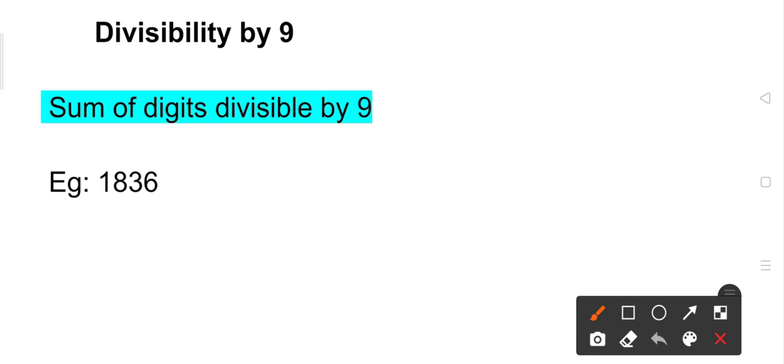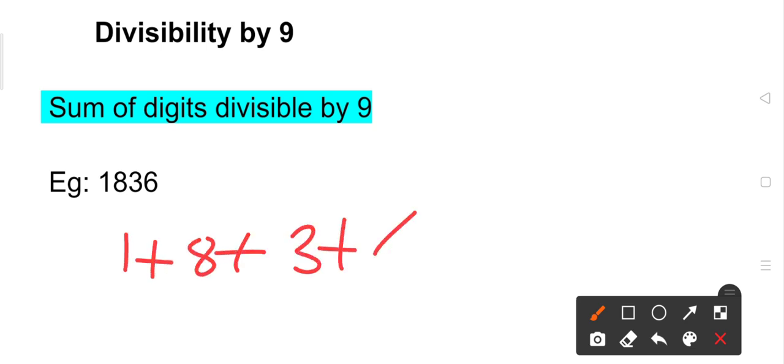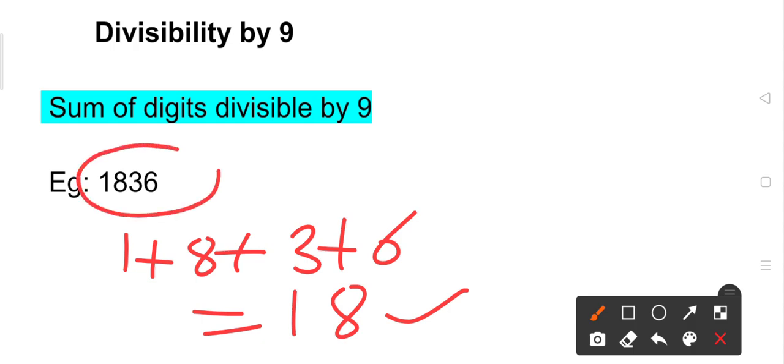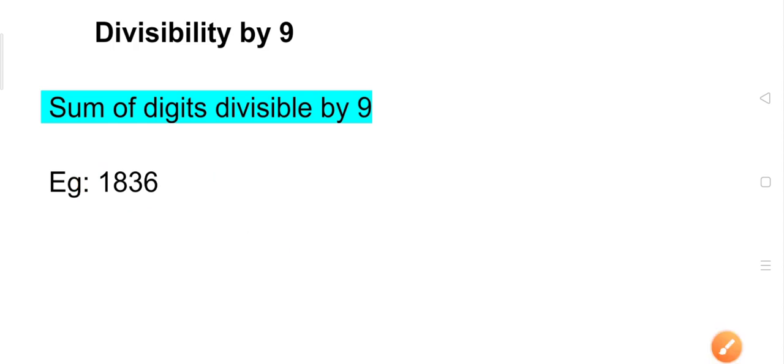Let's move forward. Divisibility by 9. It says the sum of digits should be divisible by 9. It is the same as the divisibility rule of 3. In this also you have to do the sum of all the numbers. 1 plus 8 plus 3 plus 6 is equal to 18. And yes, 18 is divisible by 9. 9 twos are 18. And because this is divisible by 9, it means 1836 is also divisible by 9.